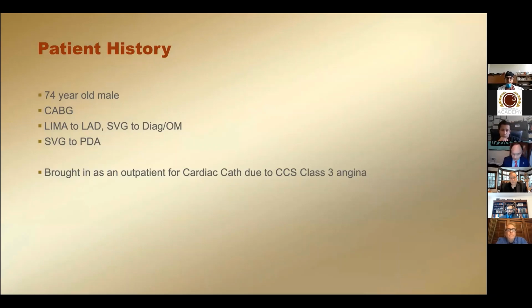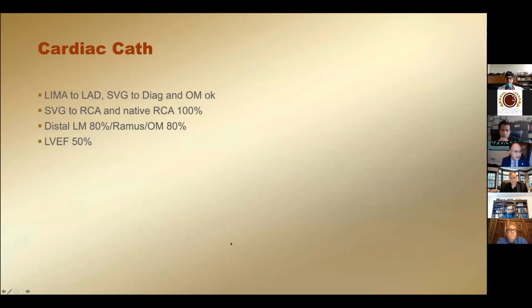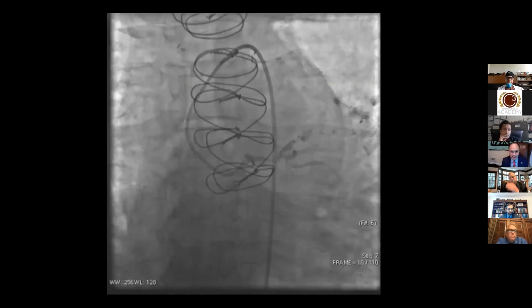On cardiac catheterization, his LIMA to LAD was patent. His vein graft, which was sequential to diagonal branch and the obtuse marginal branch, was patent. His vein graft to PDA was totally occluded, and the native right coronary was occluded. And what we found was that he had a severe distal left main disease, as well as ostial ramus disease, and his ejection fraction was still fairly normal.